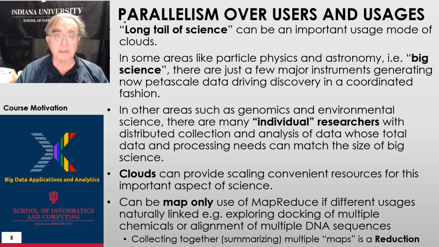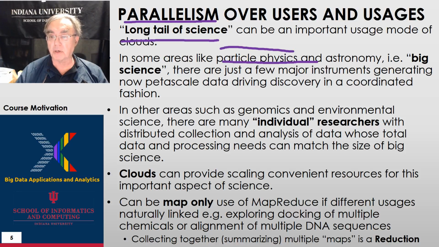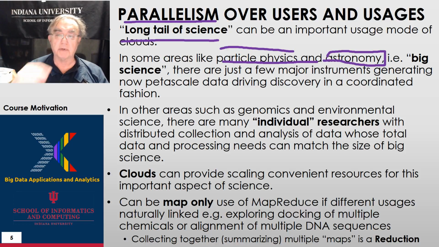So if we look at parallelism, we can do parallelism over users. That's the long tail of science, and that's one type of parallelism we can run on clouds. In particle physics and astronomy, particle physics collects events of particles colliding. Astronomy collects images gathered by telescopes, snapping the sky. These produce a stream of events or images which can be run well on clouds.